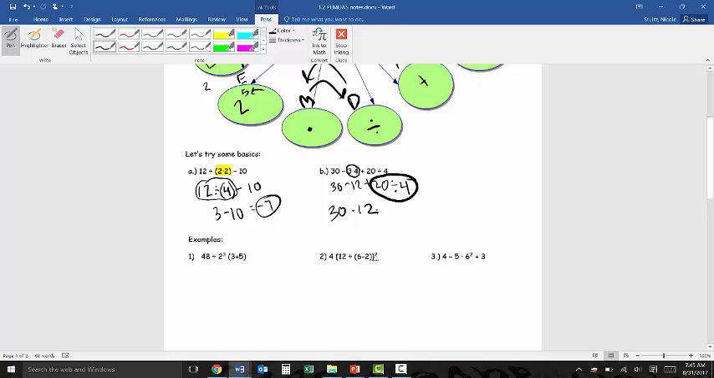30 minus 12 plus 5. And this is where you gotta be careful. If you read this problem like you read a book, the first sign you come across is subtraction. So in this case, you're gonna do that first. You have 18 plus 5, and you're gonna get 23.